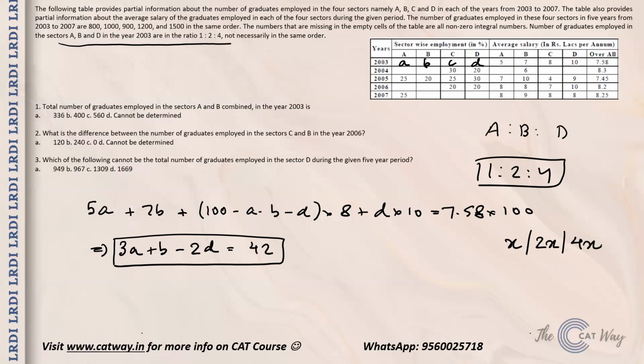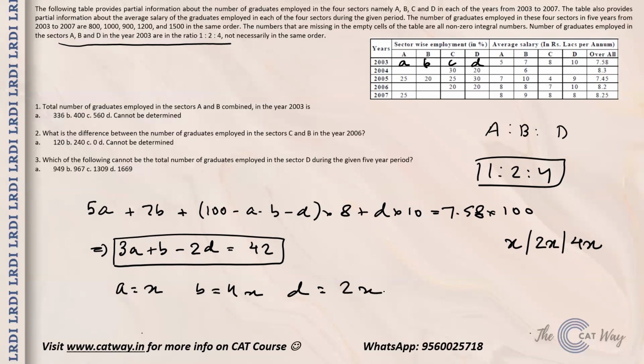Now what you also know is that X, the values of A, B and D are multiples of X, and what you definitely know is that X has to be a factor of 42 because everything is an integer. Now when X needs to be a factor of 42, the only possible case that you can form over here is when you take A equal to X, B equal to 4X and D equal to 2X.